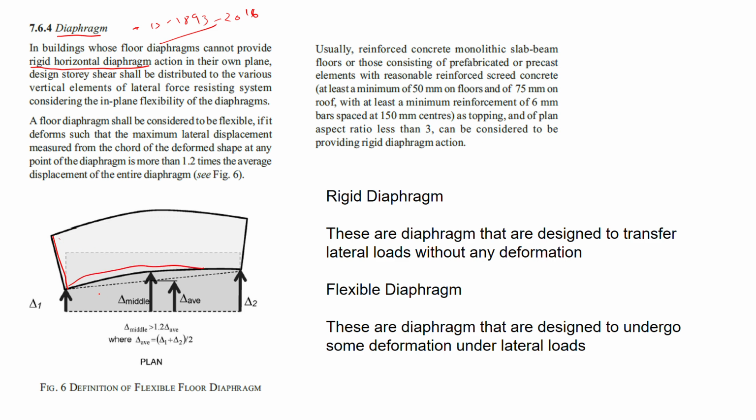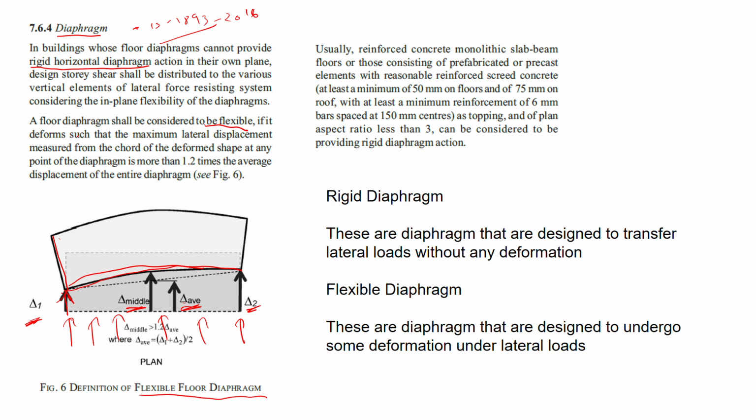The load is acting like this, and if the load is acting, there will be some kind of deformation. That is true, right? Whatever it is, there is a deformation. If the deformation is so extreme that, taking delta 1 and delta 2 on one axis and averaging them, the middle deformation is more than the average deformation, that means it is flexible. That is when the flexible diaphragm is used.